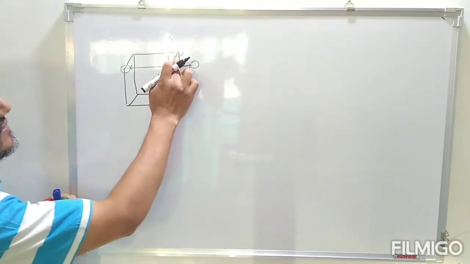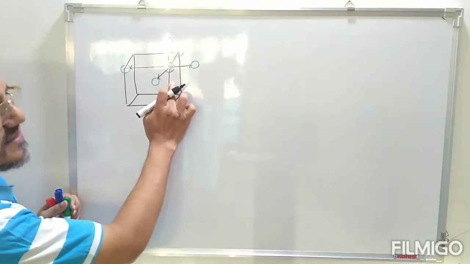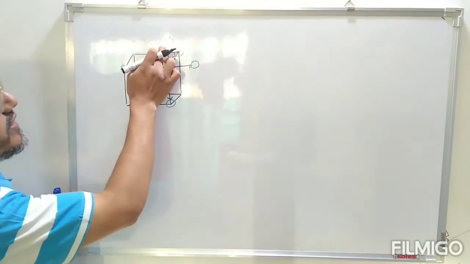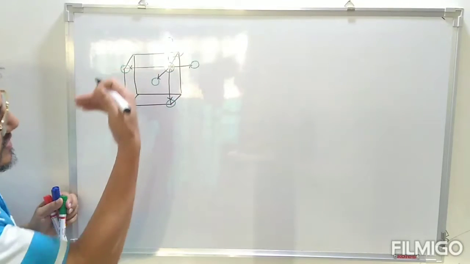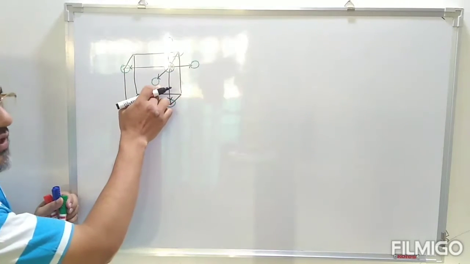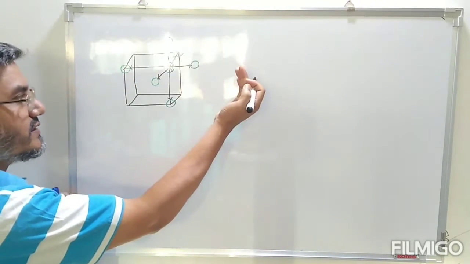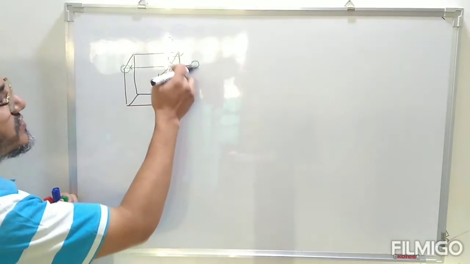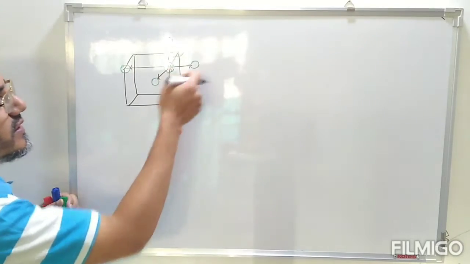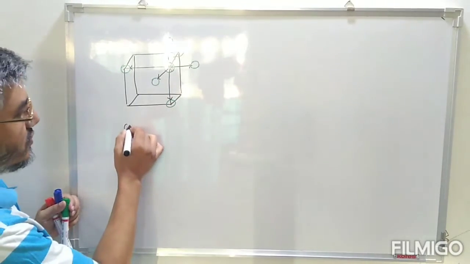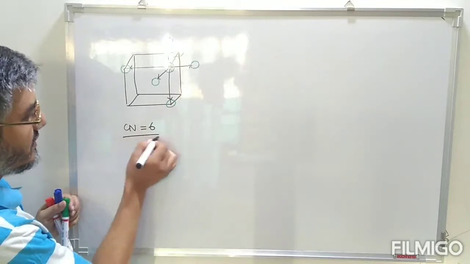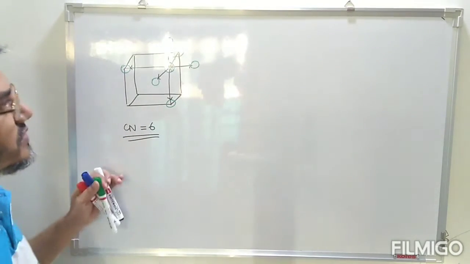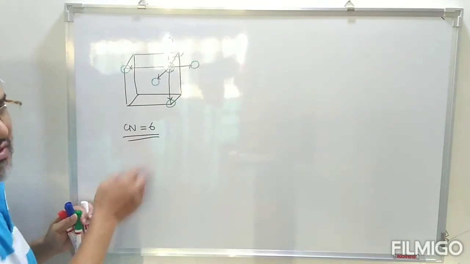So look at this. This is distance a, distance a, distance a. Now above this, we also have a unit cell, so we will have one atom. In the front side, we also have a unit cell, so we have one atom. On the other side, right hand side, we also have a unit cell. So the total number of atoms surrounding a particular atom at the closest distance, that is the coordination number, comes out to be 6. So in a simple or primitive unit cell, coordination number is 6.